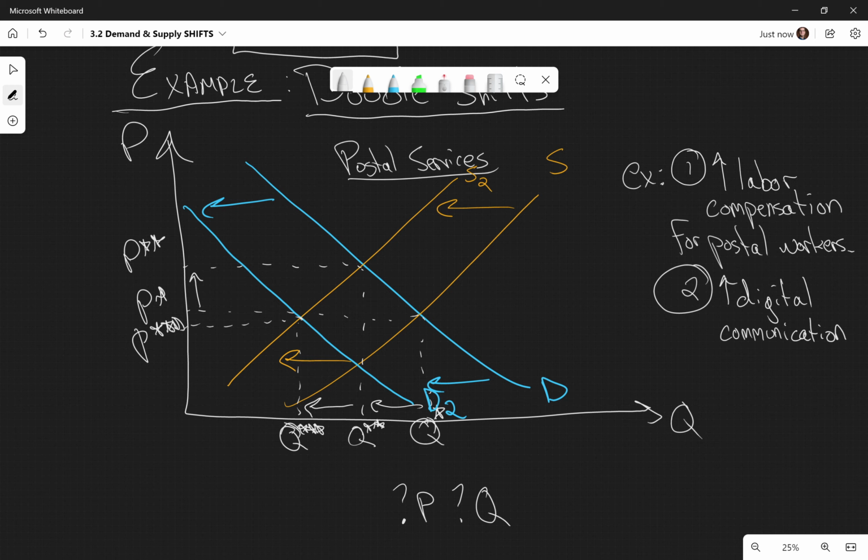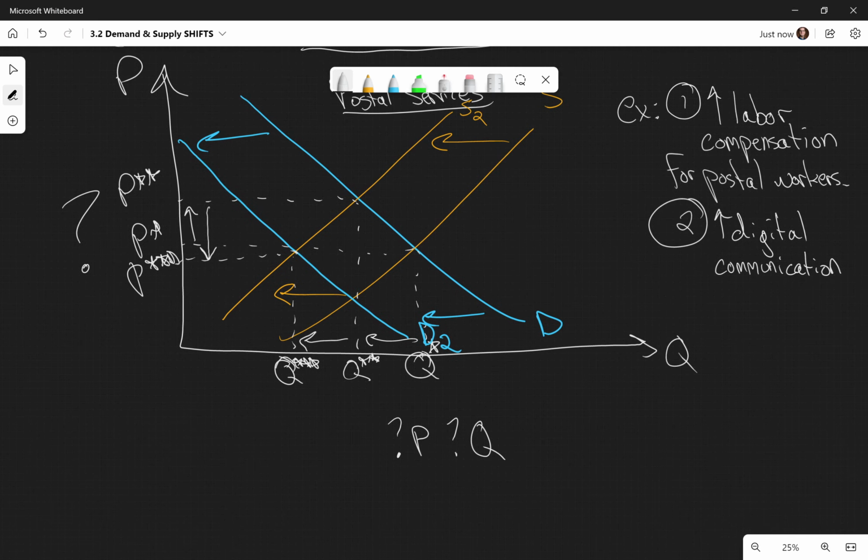Okay? Let's take a look at the price. When I first shifted the demand, my price increased. But when I secondly shifted the supply, my price decreased. So my price increased for the first shift, and then it decreased for the second shift. So anytime there's a conflicting arrow when you're labeling this, that means that we do not know what goes on with price. So we can only make an inference about the quantity.